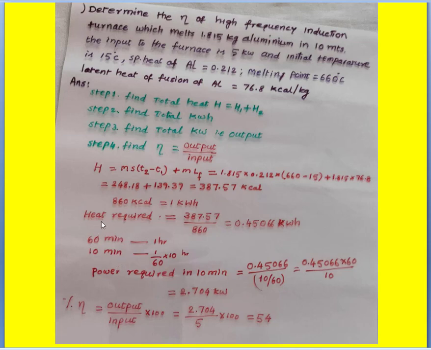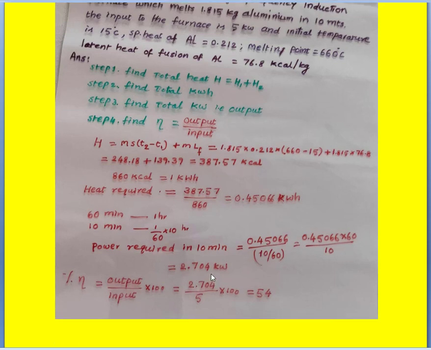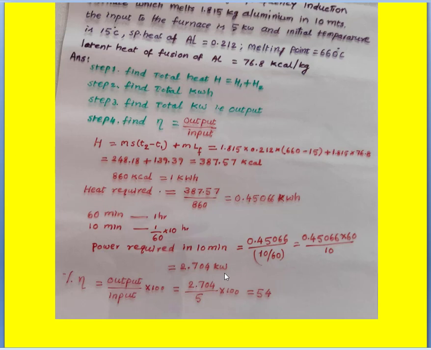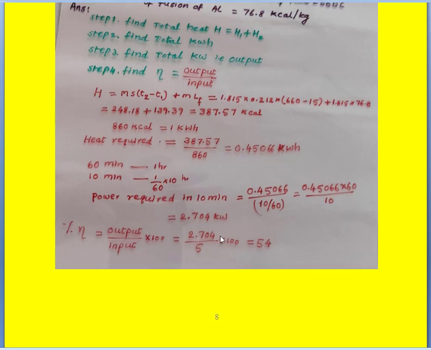So let us calculate the power consumed by the furnace in these 10 minutes. We know 10 minutes converted into hours is nothing but 10 divided by 60 hours. So the power required in 10 minutes is equal to 0.45066 divided by 10 divided by 60. That is, we have converted these 10 minutes into hours. So then we get 2.704 kilowatts.